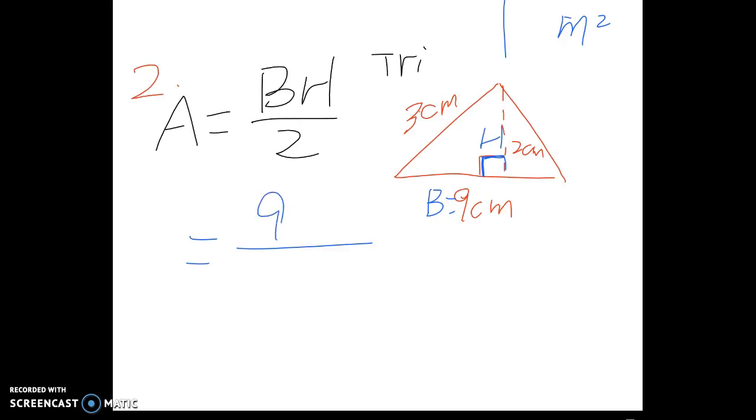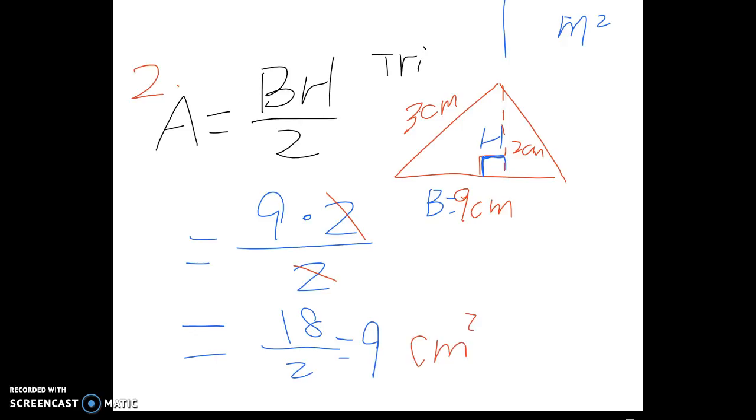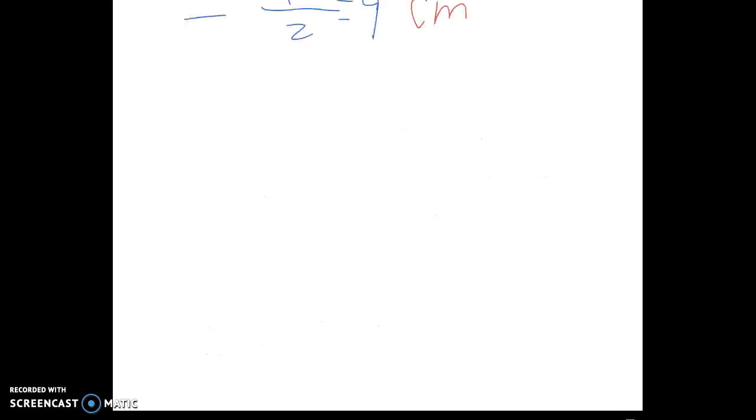Base is 9 centimeters times height is 2 centimeters divided by 2. So either you do 9 times 2, you get 18, divided by 2, you get 9, or you can simplify first, 2 into 2 once, and then it will be 9, and then the unit is centimeters squared. That's question number 2. Question number 3 is a shape like this.